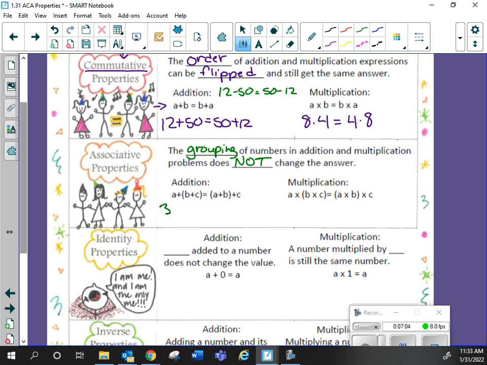Let's do some numbers. If I did 3 plus 4 plus 5 is equal to, what would I change it to? 3 plus 4. I'm not changing the order. I'm changing the grouping. I just moved the grouping symbols one set forward. Last week we talked about order of operations, and it says to do parentheses first. So in this first one, 4 plus 5 is? 9. And 9 plus 3 is? 12. Over here, 3 plus 4 is 7, and 7 plus 5 is 12. It gives us the same answer.